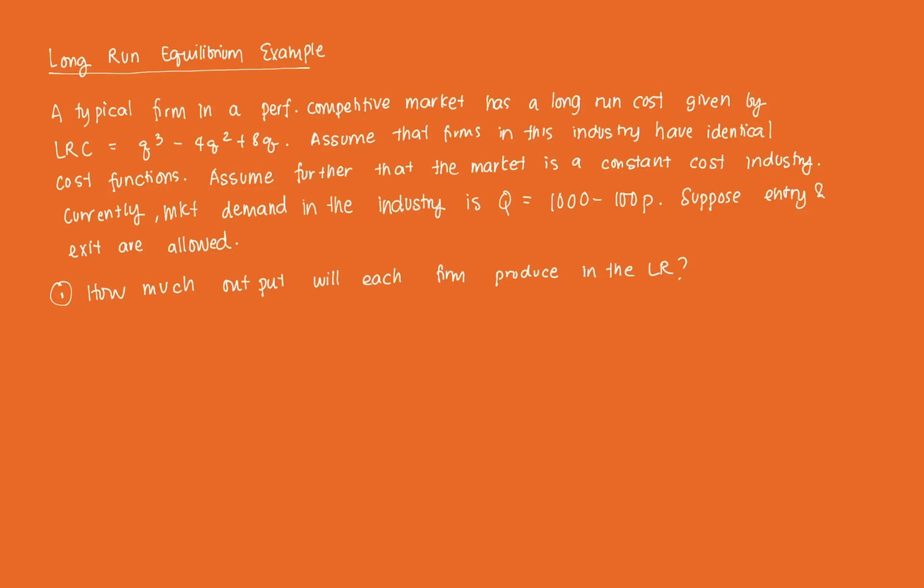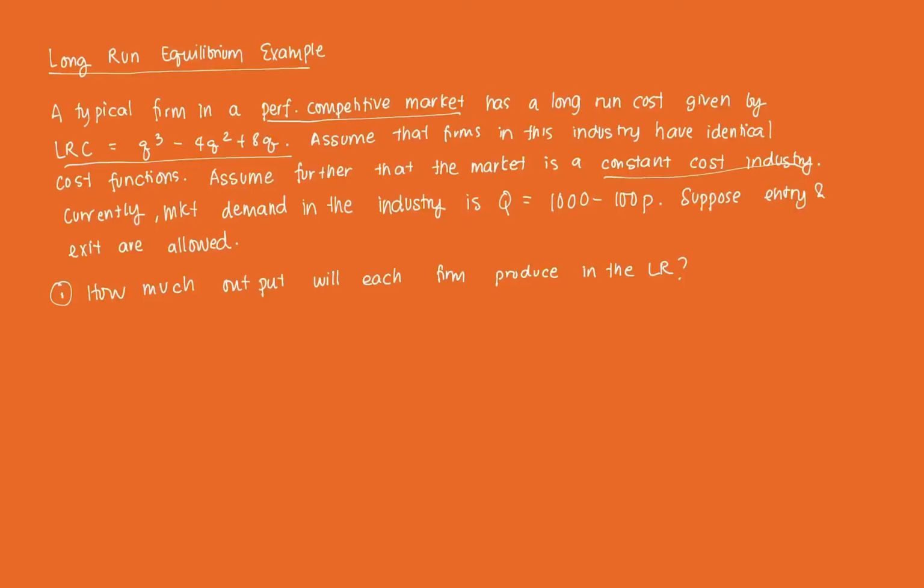So we're going to start. Suppose we have a typical firm which operates in a perfectly competitive market and has a long-run cost given by this function: Q cubed minus 4Q squared plus 8Q. And we assume that the firms in this industry have identical cost functions. Further, we assume that the market is a constant cost industry.